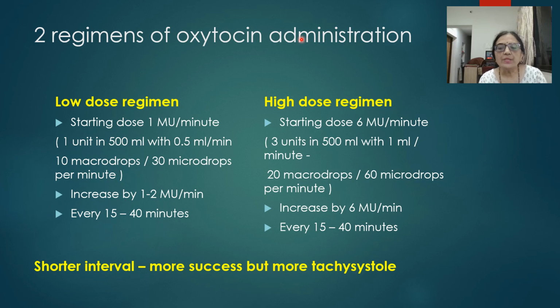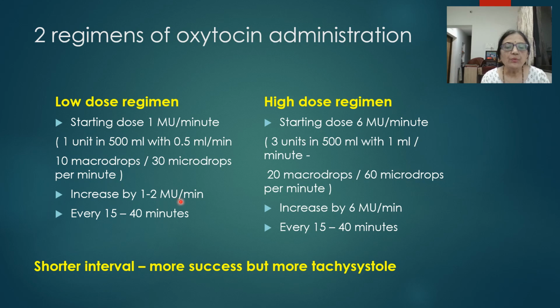Now, for oxytocin administration also, if we see the literature and textbooks, there are two regimes which are given. One is a low dose regime, the other is a high dose regime, and current guidelines are all recommending the high dose regime at present. In low dose, your starting dose is 1 milliunit per minute. For example, you take 1 unit, add to 500 ml and give at half ml per minute, as 10 macrodrops or 30 microdrops per minute.